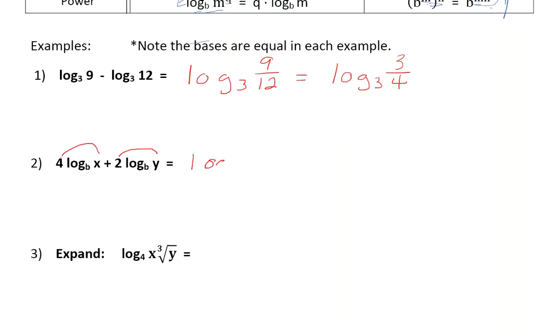So then I have log base b of x to the 4th plus log base b of y squared. So I've taken care of the exponents. And now since we're adding the logs, when you add exponents you're multiplying. So to write this as a single logarithm, I would write log base b, and again, because of this adding sign, we're multiplying the x to the 4th times the y squared. And now it's written as a single logarithm.